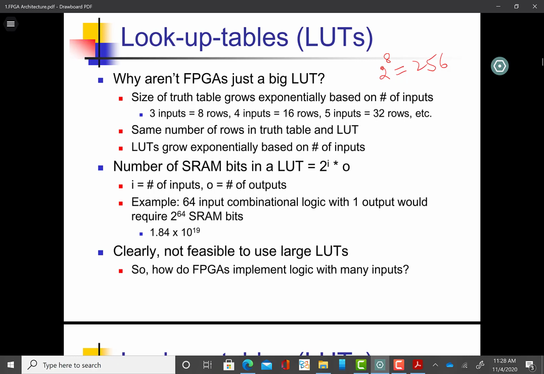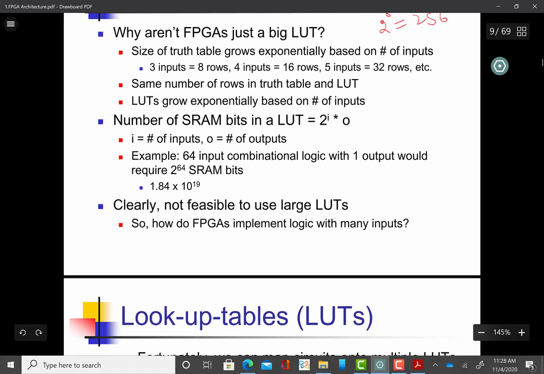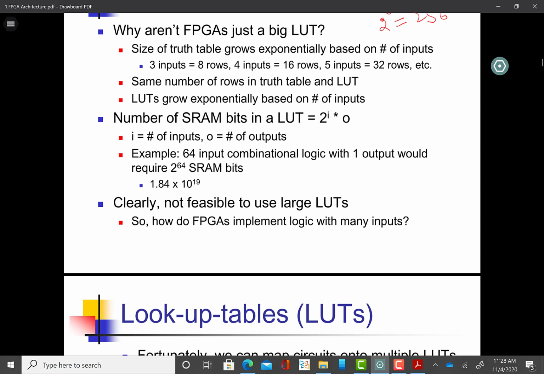Instead, smaller lookup tables are better, because you will have more functions mapped to them, and the complexity or the number of transistors in the FPGA will be small. Okay, so the number of SRAM bits in a LUT is basically 2 raised to the power I, which is your input count, multiplied by the number of outputs. So if we have a single output, or if we have 2 outputs, then it will be multiplied.